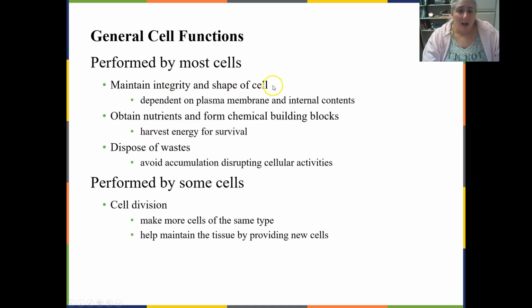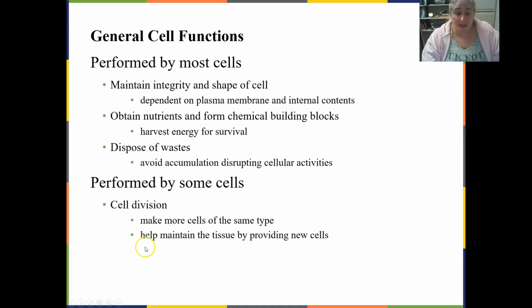So in general, cells have to be able to maintain their shape, their integrity. They have to be able to take in nutrients, and they have to be able to get rid of waste. Those are basic functions that, in general, all cells are going to do in some form. Whereas there are certain types of cells that also undergo cell division. So cell division is the production of new cells, and this typically occurs through mitosis.